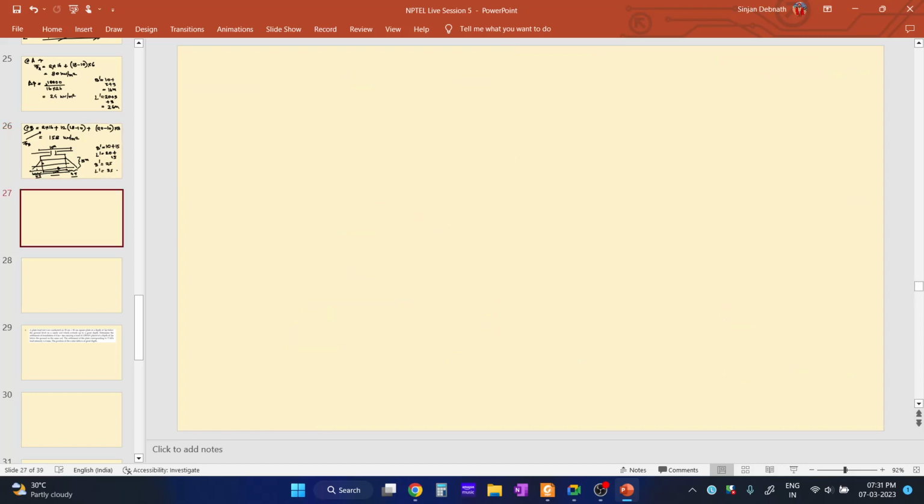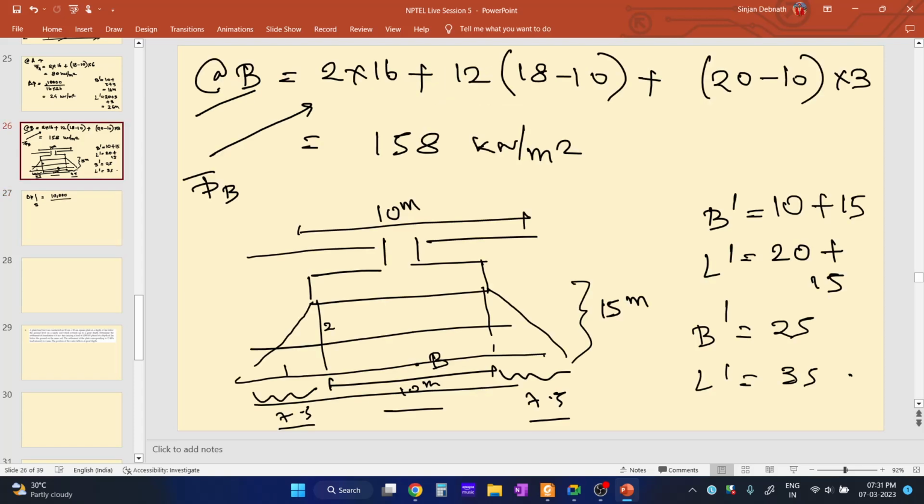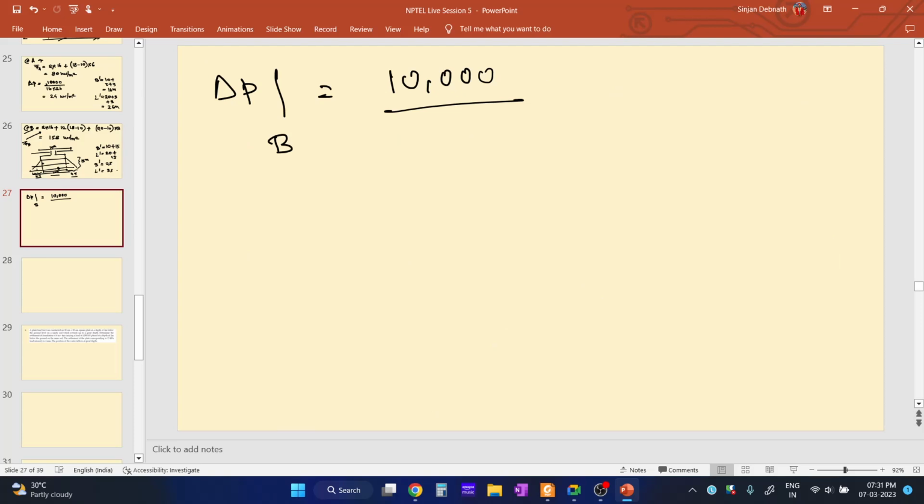So now we need to find the additional stress at point B. So del P at point B will be 10,000 kilonewton divided by 25 multiplied by 35. If you calculate this, you will get the additional stress at point B equal to 11.43 kilonewton per meter square.